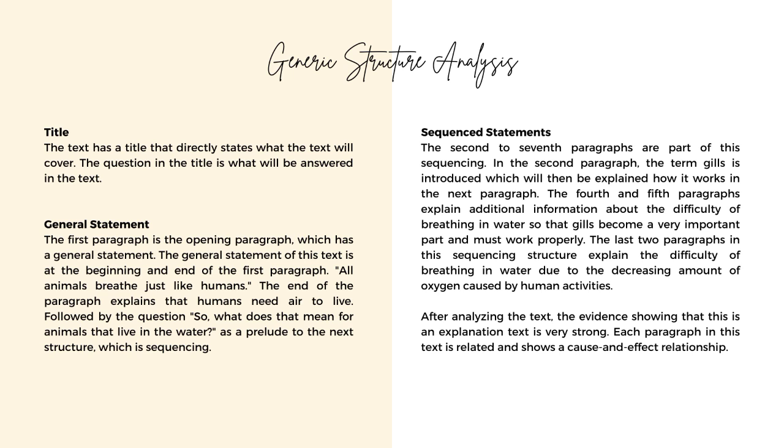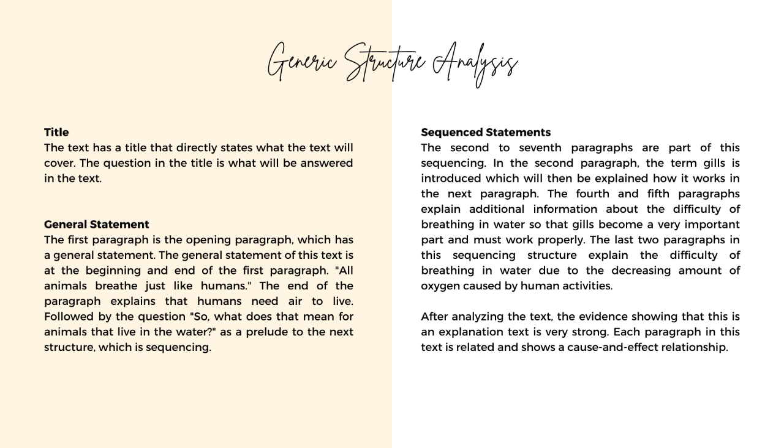Sequence statements. The second to seventh paragraphs are part of this sequencing. In the second paragraph, the term gills is introduced, which will then be explained how it works in the next paragraph. The fourth and fifth paragraphs explain additional information about the difficulty of breathing in water, so that gills become a very important part and must work properly. The last two paragraphs in this sequencing structure explain the difficulty of breathing in water due to the decreasing amount of oxygen caused by human activities.